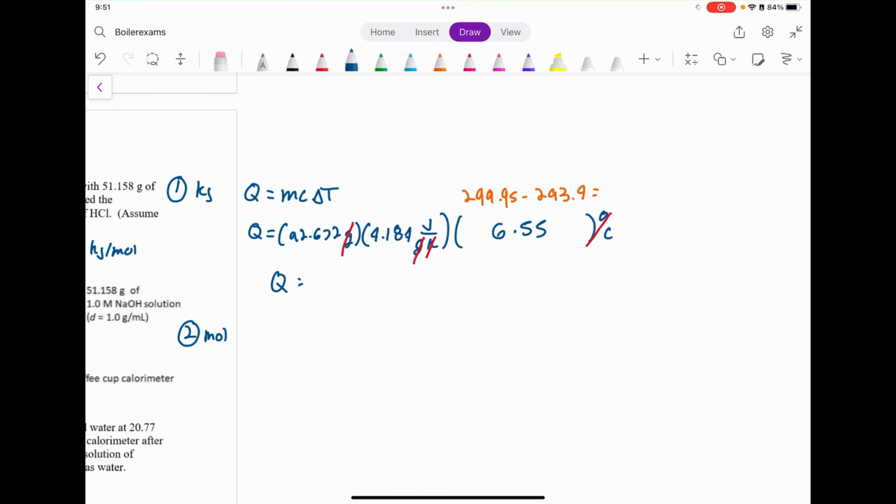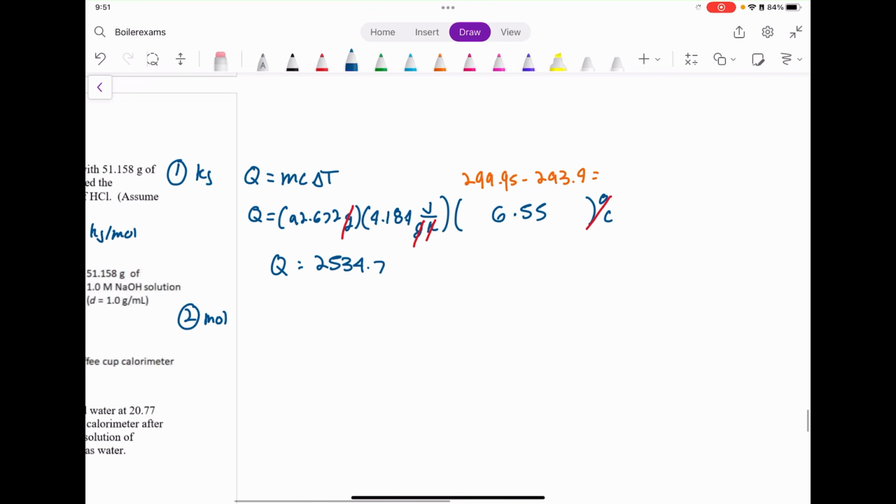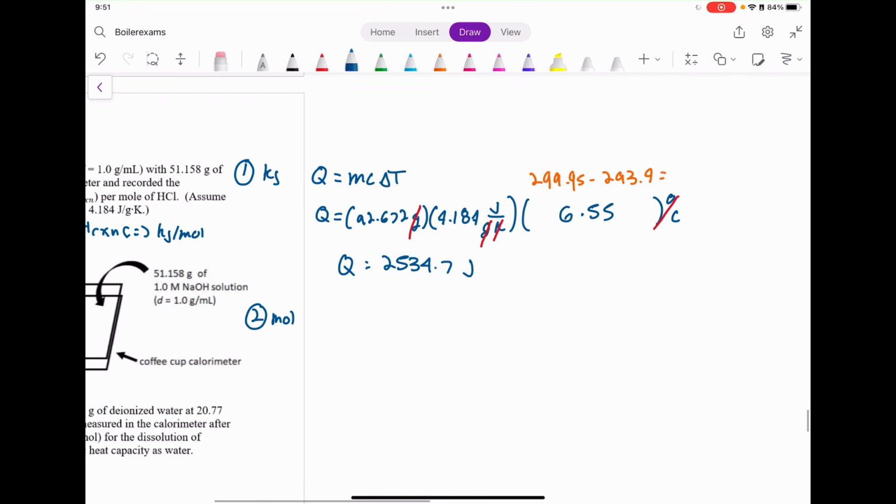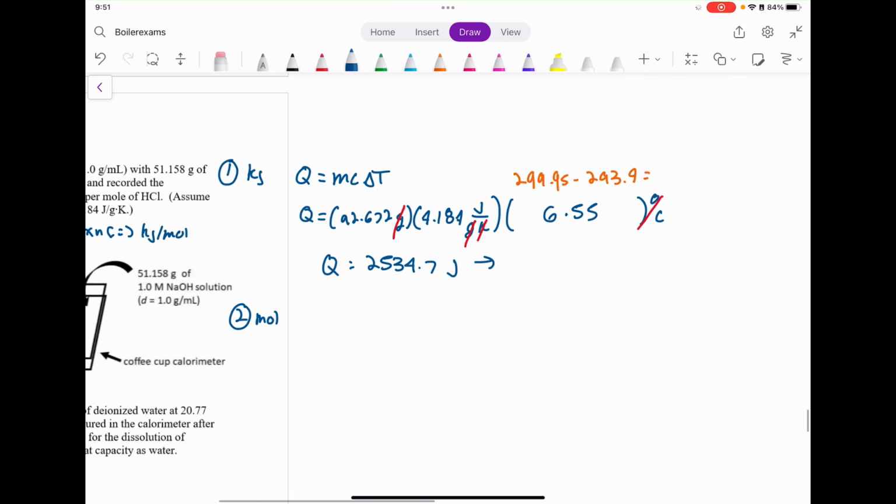Let's calculate this. Q is equal to 92.672 times 4.184 times 6.55. Q is going to be 2,539.7, and that's joules. And I believe the final answer wanted kilojoules. Let's convert this into kilojoules.